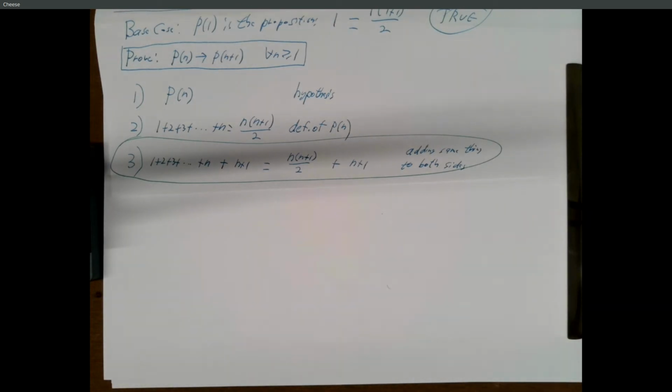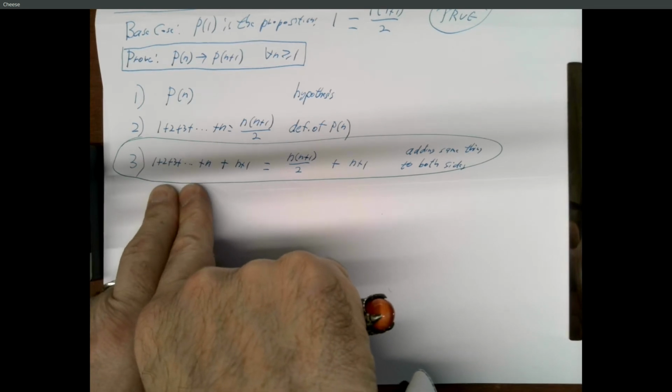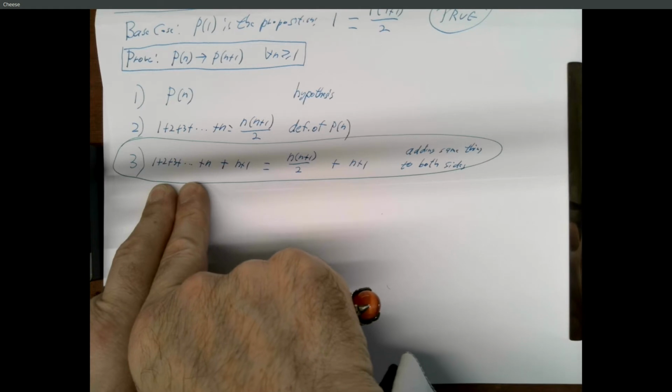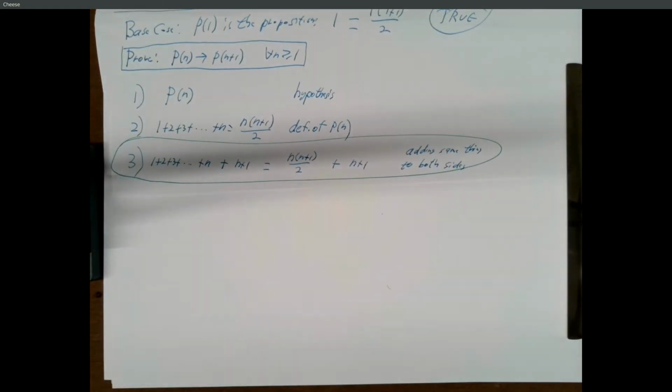Now, if I ever write down P(n+1) as one of my statements and I haven't proven it, my proof is invalid. If you're trying to prove P(n+1), you can't write down P(n+1). You can write down things that you know are true, and if from there you can show P(n+1) is true, that's your goal. But you can't just arbitrarily write down the thing you're trying to prove.